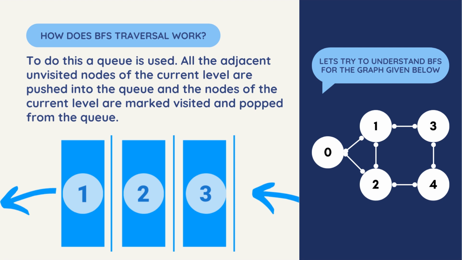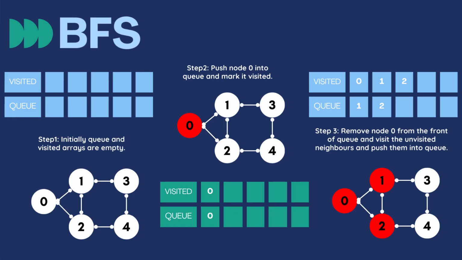Let's try to understand BFS for the graph given on your screen. First, we shall initialize an empty queue and an array of visited elements. Then upon starting, we push 0 into the queue. Upon having visited it, we remove it from the queue and add it to the array. The red nodes are the nodes we have already visited.